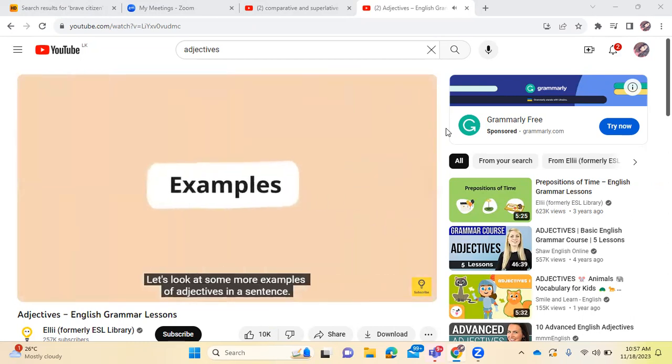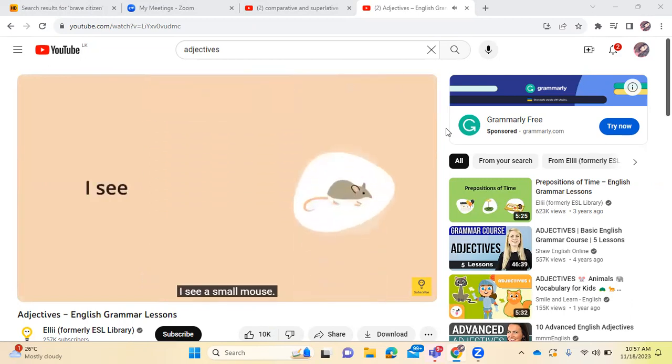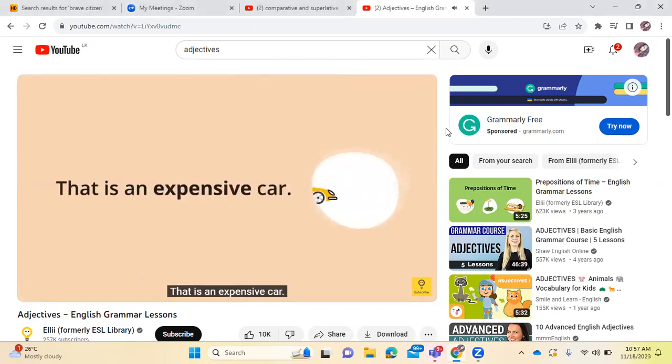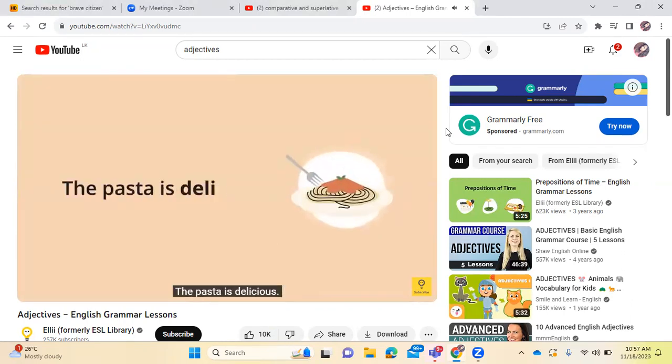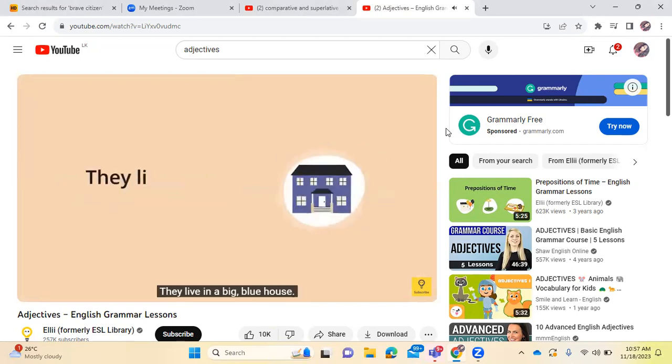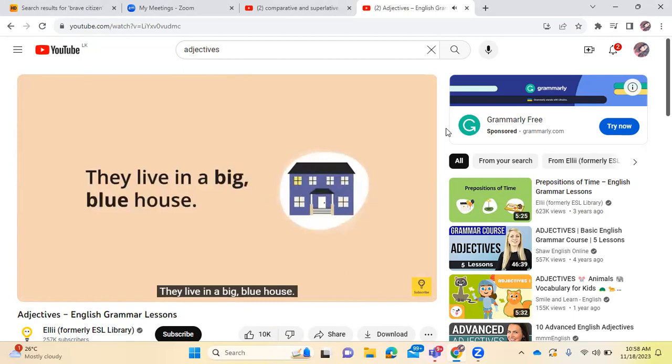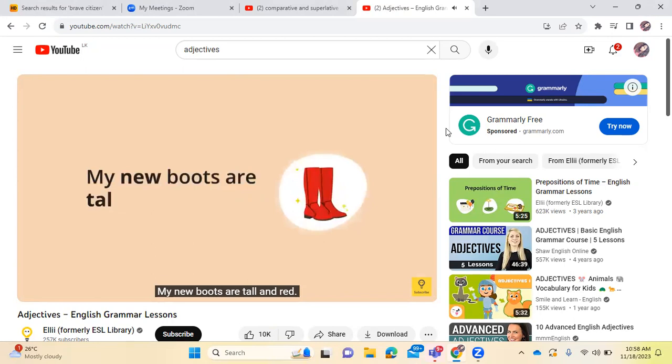Let's look at some more examples of adjectives in a sentence. I see a small mouse. That is an expensive car. The children are happy. The pasta is delicious. They live in a big blue house. My new boots are tall and red.